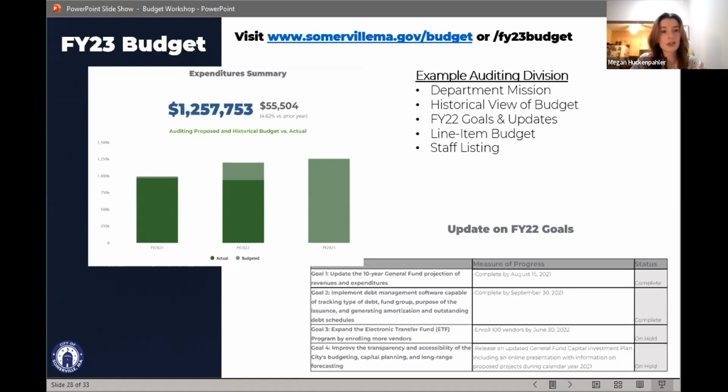You'll see this expenditure summary graph, the historical view of their budget, what was budgeted, and in the darker green, what was spent. You will see their goals for the year, as well as the snapshot I've included here, which is their updates on the goals they had for the current year and where they stand on delivering those goals. On the next slide, we'll look through the line item budget. And then you will see a staff listing for each of the positions in that department.